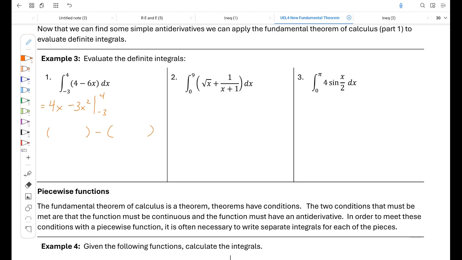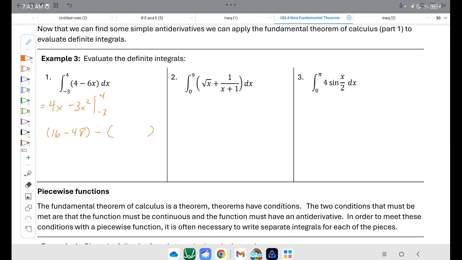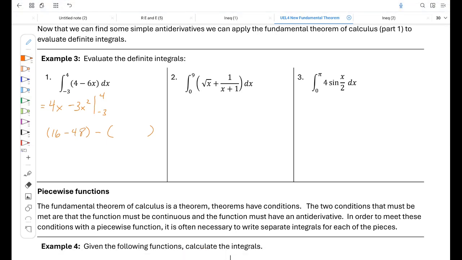So we're going to plug in. 4x would be 16, minus 3x squared. That's 3 times 16, so that's going to be 48. And then in the second set of parentheses, we'll plug in the -3. Maybe I'll do it this way. I like this color coding. So now we have -12 minus 27, 3 times -3 squared.